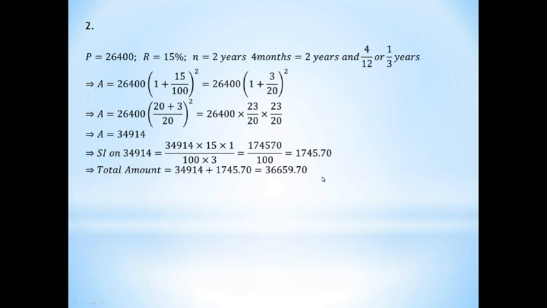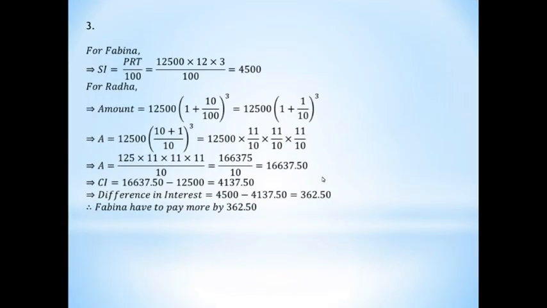Let's go to the next question, that is number 3. Let's see what is there in question number 3. Yes, we have 2 friends, that is Fabina and Radha. Fabina and Radha are having some amounts of money.